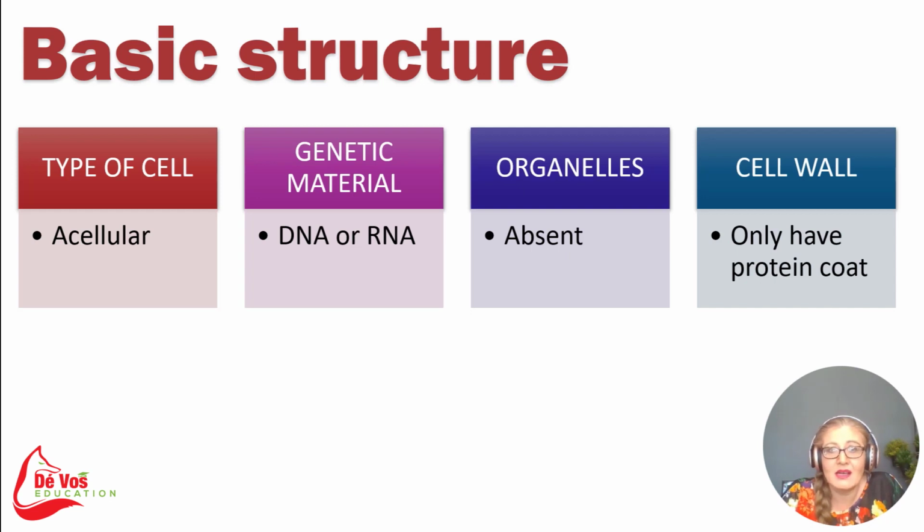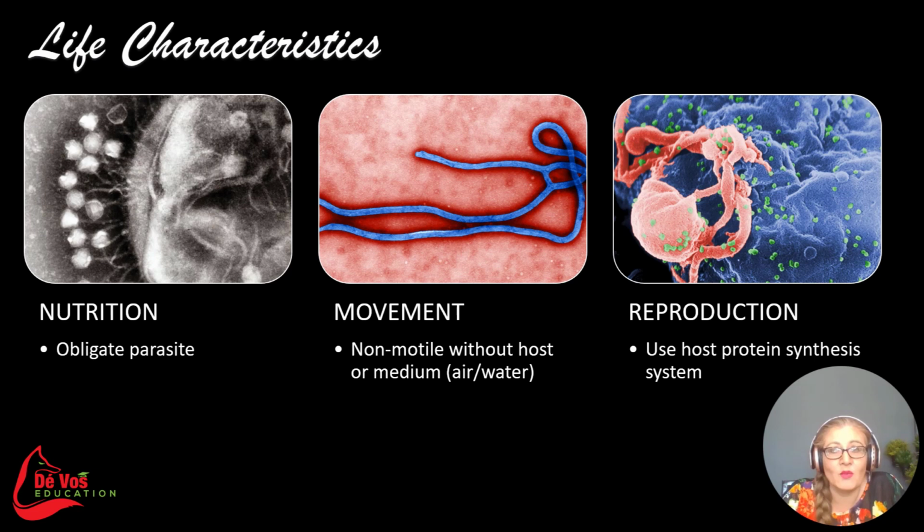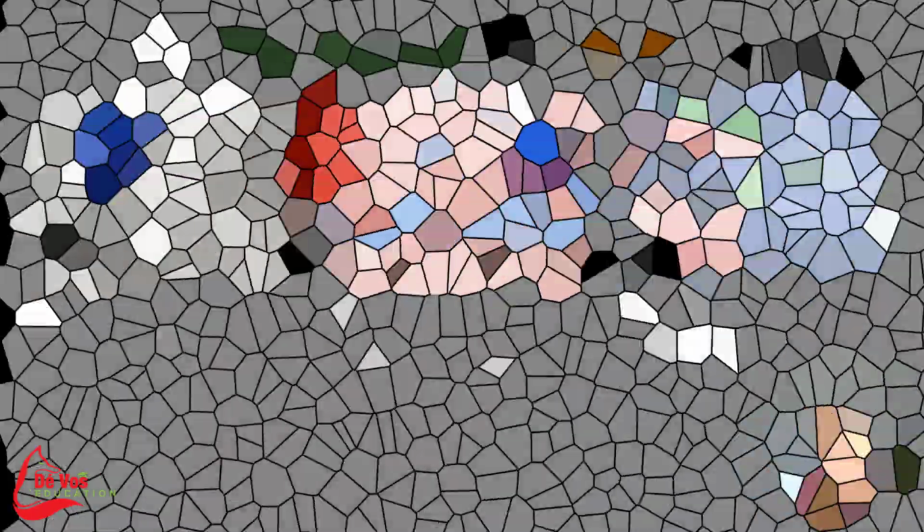Unlike cells, viruses lack cellular organelles and a cell wall. Therefore, it is classified as acellular. Viruses do not perform metabolic activities like nutrition or movement on their own. Instead, they rely on the host cells to replicate and reproduce, blurring the line between living and non-living entities.